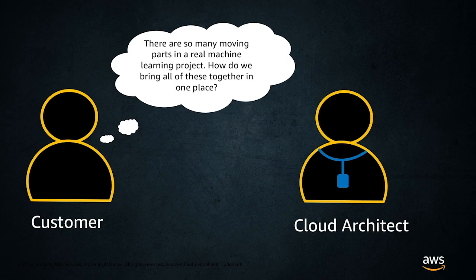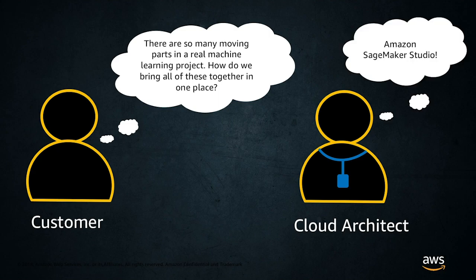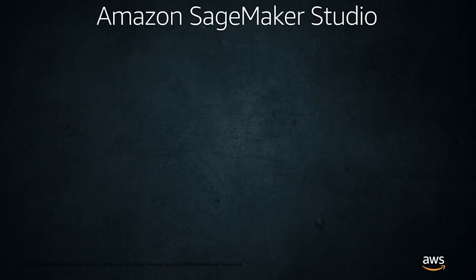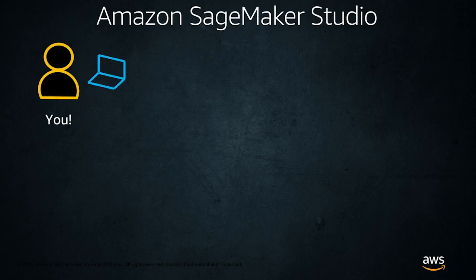You might be thinking, there are so many moving parts in a real machine learning project. There are Jupyter notebooks, and all these different pieces that are in different places, and how do we easily bring those together in one place? The answer here is Amazon SageMaker Studio. Amazon SageMaker Studio starts with you, the customer. Let's assume that you're a data scientist or a developer, and you have a laptop. Where do we go from there?